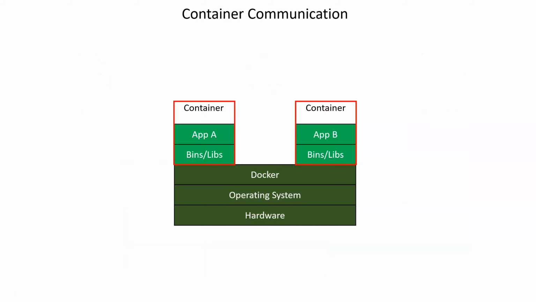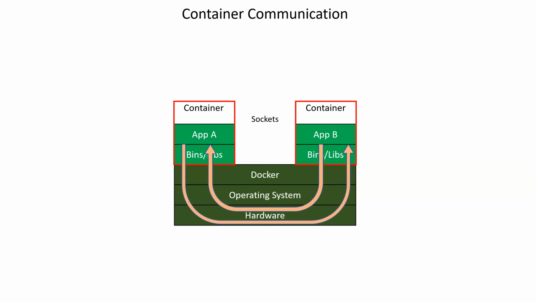Let's say you have 2 containers on the same computer. If you want to get application A to talk to application B, there are 2 primary options. You can either use sockets, or you can use a virtual mount. I will go more in depth on these 2 topics in a later video. For now, it'll just be enough to know that sockets and virtual mounting are the 2 primary ways to get applications in separate containers to communicate.